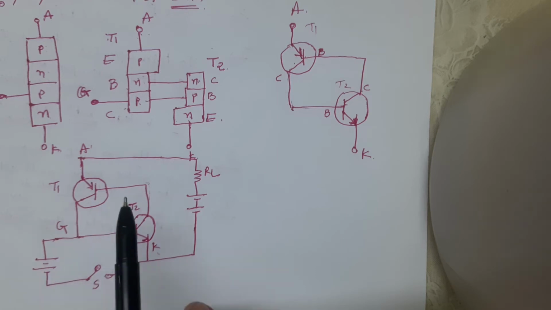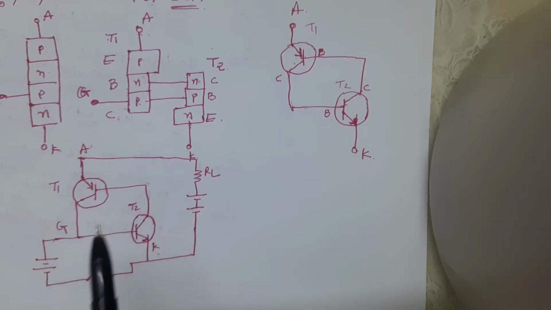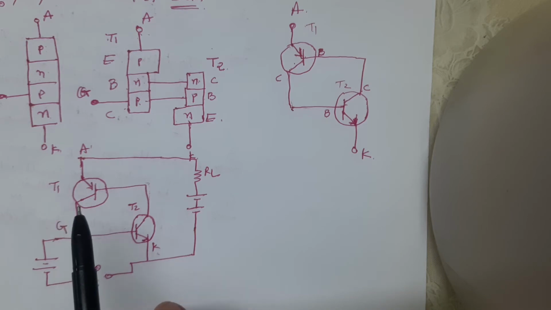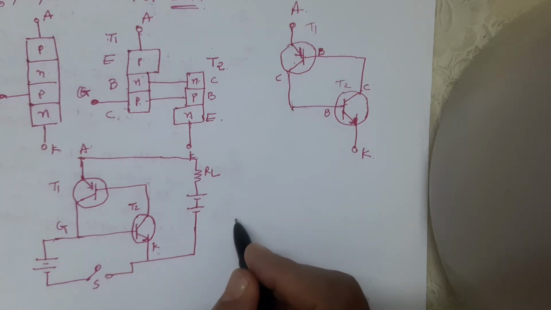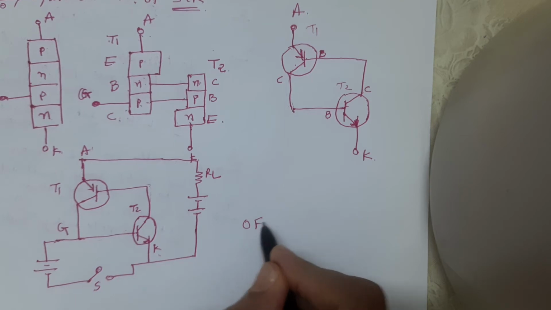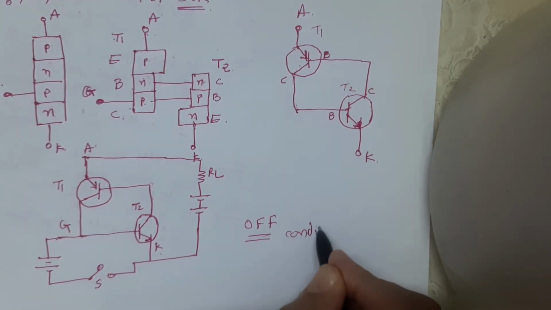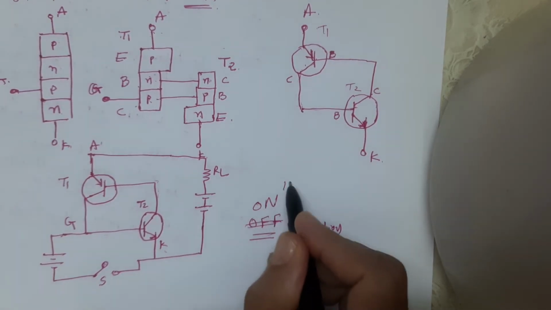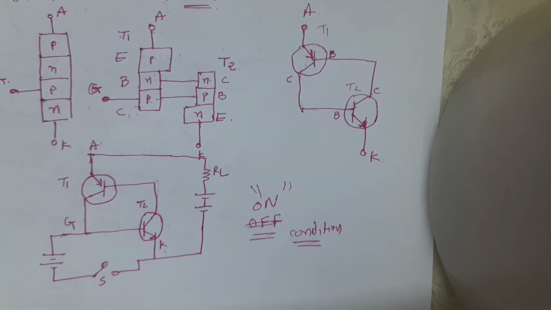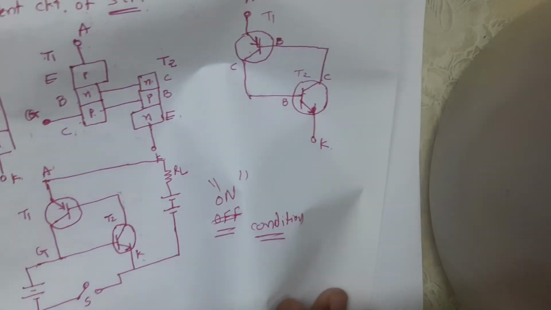As a result of this action, both the transistors are driven to saturation and heavy current flows through the load RL. Under such condition, the SCR is closed, that means in on condition. Now we are discussing some important terms.